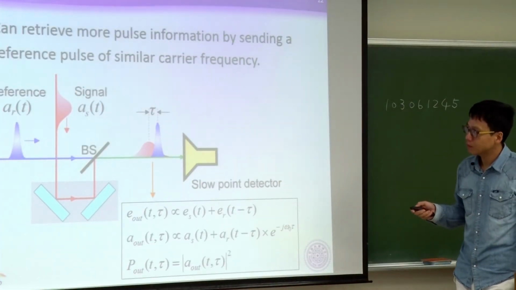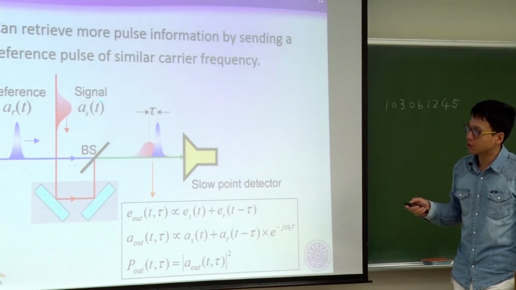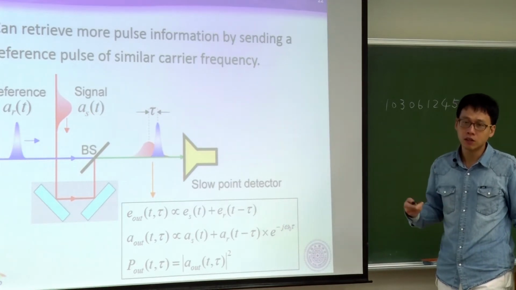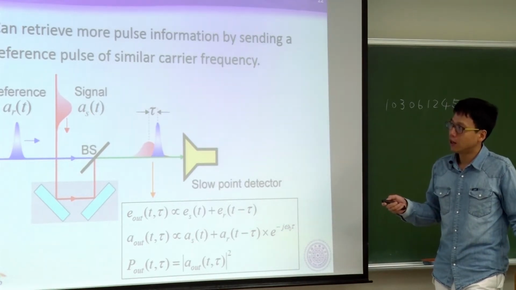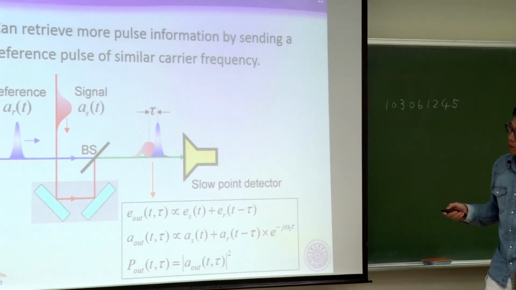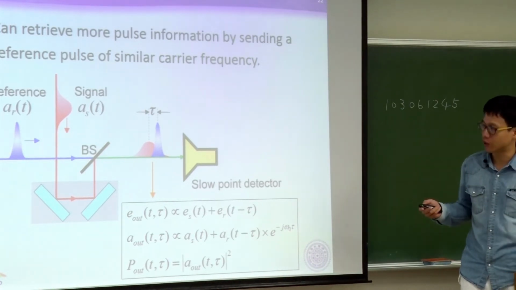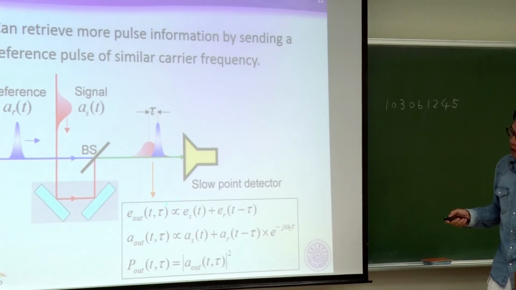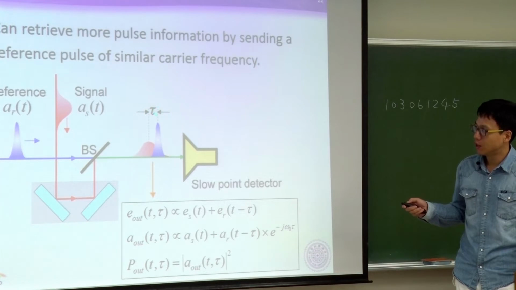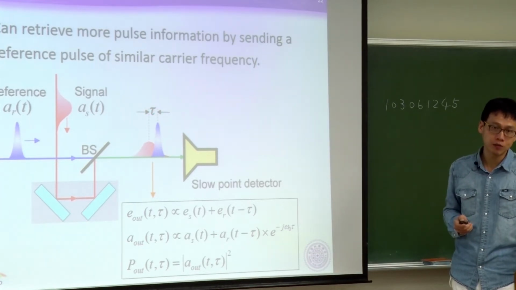Okay. If you denote signal as a_S of t, of course, small a means temporal envelope function. Reference pulse by a_R of t. Then the pulse pair, we still call it pulse pair, although the two components are different, the electric field should be proportional to E_S of t plus E_R of t minus tau. Okay? Tau is the time delay between signal and the reference pulses.